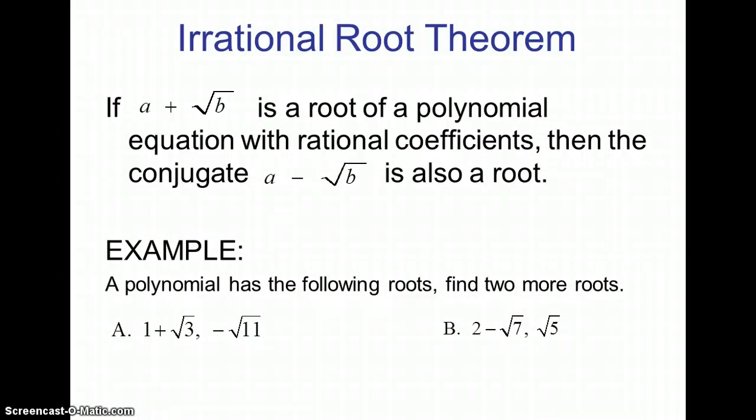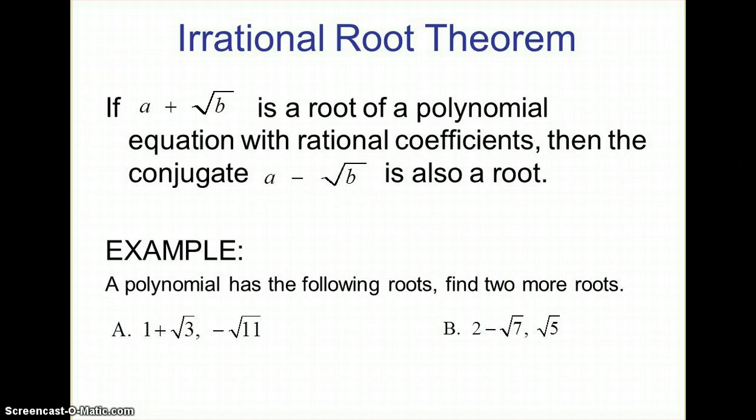Okay, so what we just did, if you noticed, my imaginary roots came in a pair, right? I got positive i and I got negative i. Well, that's what the irrational root and the imaginary root theorems talk about. They talk about when you have an irrational number or an imaginary number as a root, you always have what we call the conjugate to go along with it. So if, for example, I know that a plus the square root of b is a root, automatically a minus the square root of b has to be a root of my polynomial.